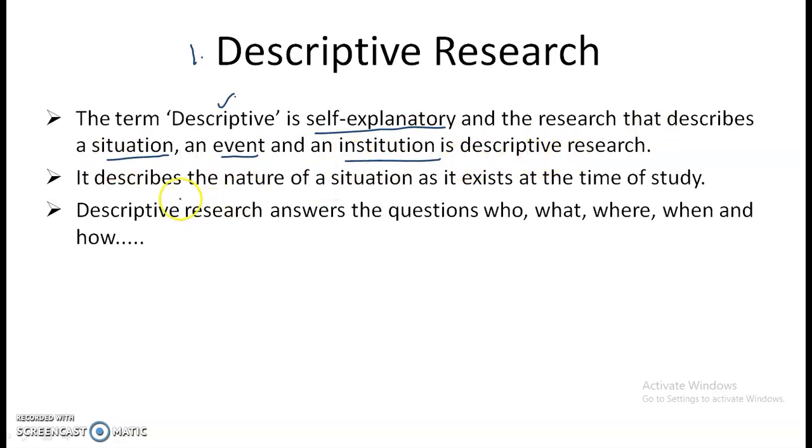Okay, and it describes the nature of the situation. That means how the incident happened. What is the reason? The nature of the situation as it exists at the time of study. And descriptive research answers the questions: who did that, what is that, where it happened, when it happened, and how it happened. So all such things are going to be mentioned in descriptive research.